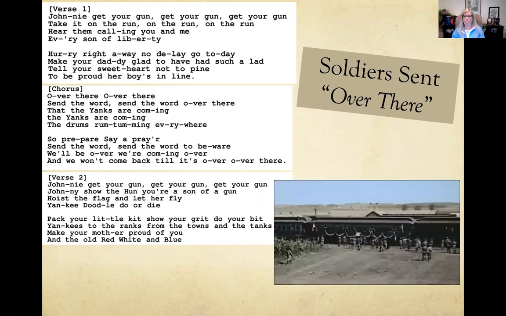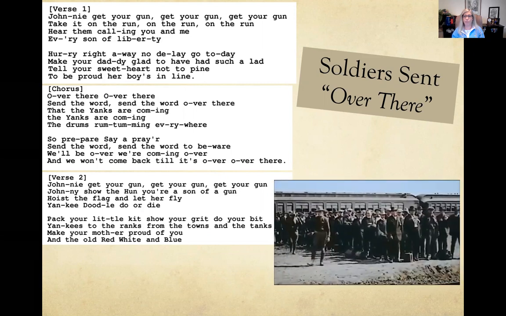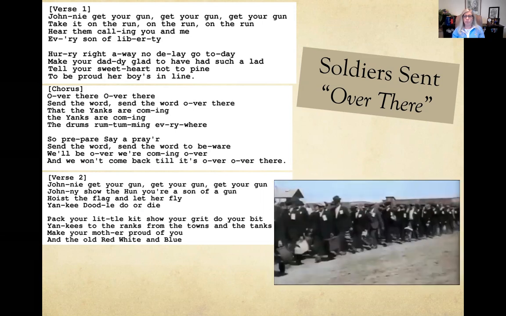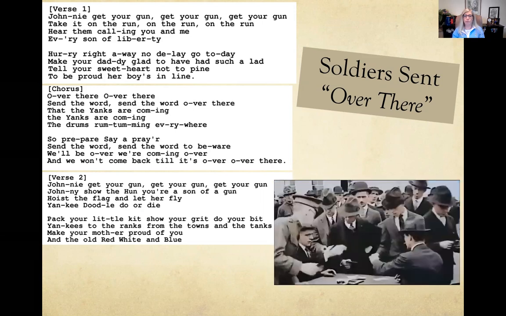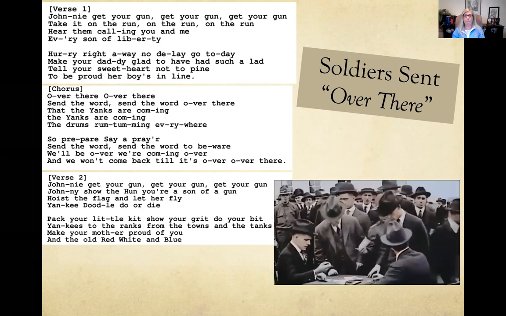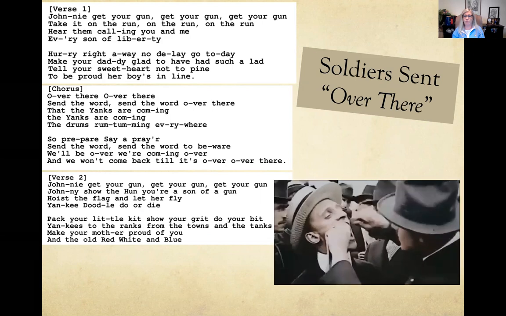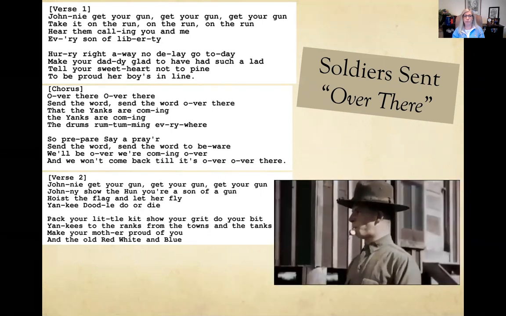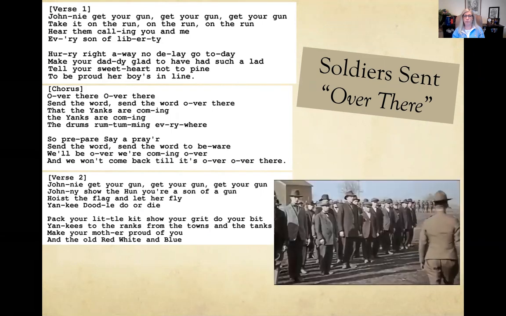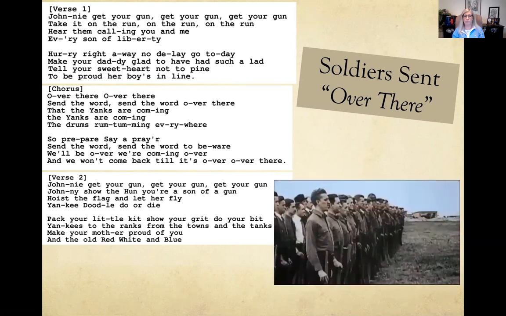Johnny, get your gun, get your gun, get your gun. Take it on the run, on the run, on the run. Hear them calling you and me, every son of liberty. Hurry right away, no delay, go today. Make your daddy glad to have had such a lad. Tell your sweetheart not to pine, to be proud her boys in line.